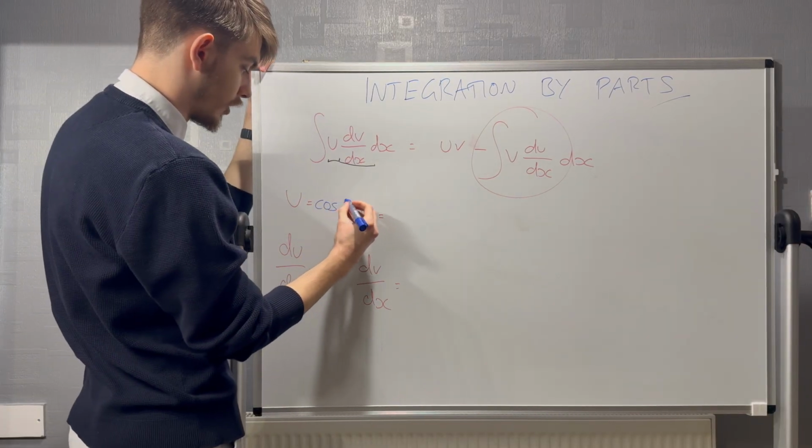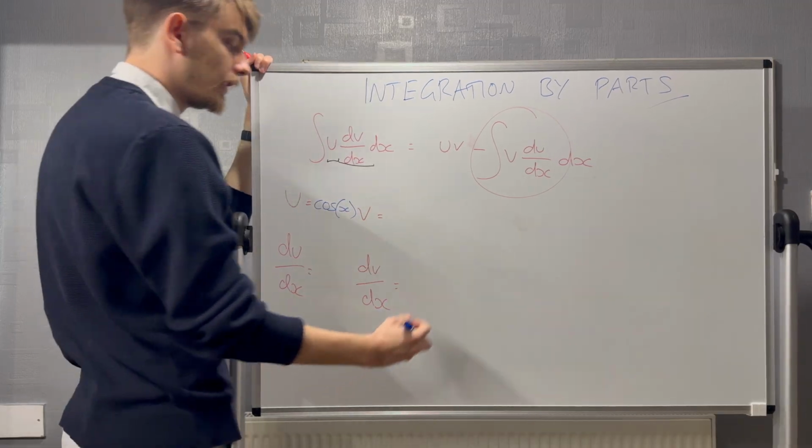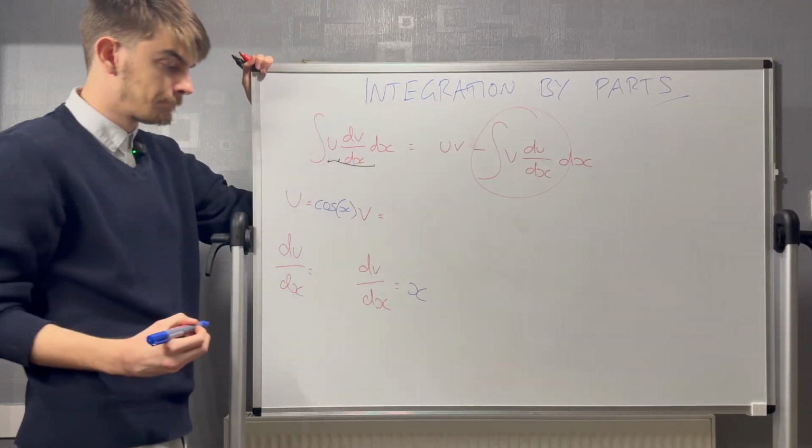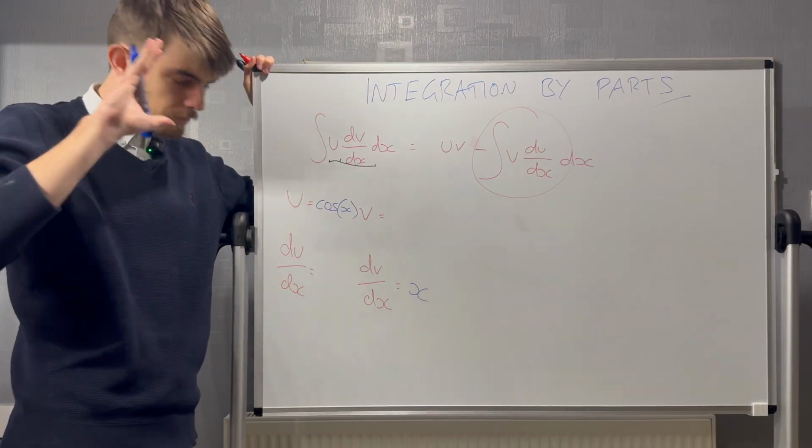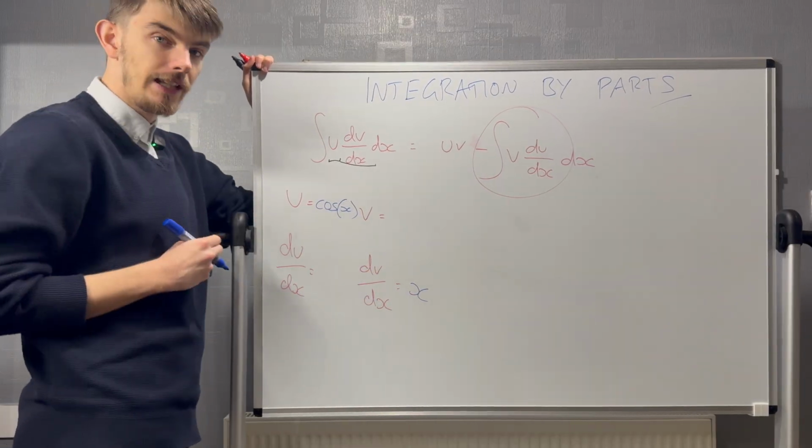You know, what if we just changed our mind, we did it the other way around? And our dv by dx as x. Okay, so I've just flipped them around. I've made a different decision. Let's fill up the table.